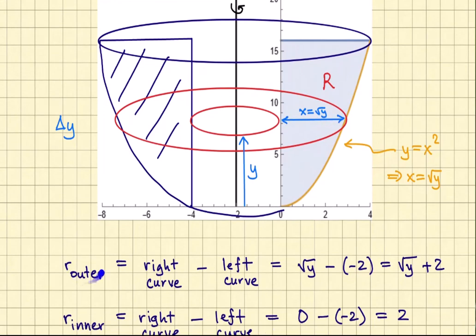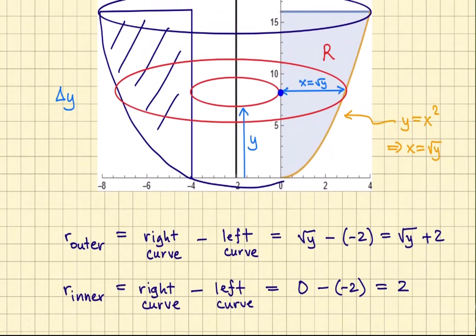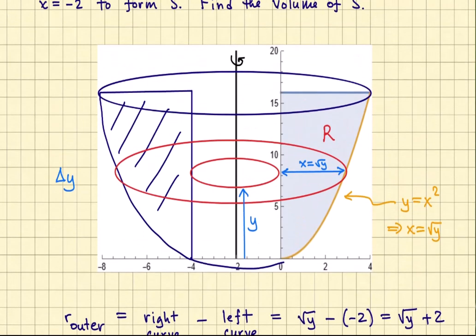So to find the outer radius, I want to do right curve minus left curve. So I do square root of y minus the curve here, which is minus 2. So square root of y minus a minus 2 gives me square root of y plus 2. Similarly, to find the inner radius, I just need to do right curve minus left curve, and the right curve in this case, we're tracking this line. This is the line x equals 0. This is the line x equals minus 2. So I want to do 0 minus a minus 2, which gives me 2. And that makes sense, right? The inner radius on all of these is the same, and this is always a distance of 2. The inner radius is not changing.